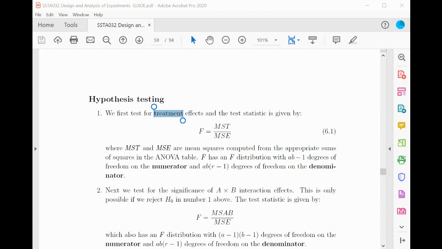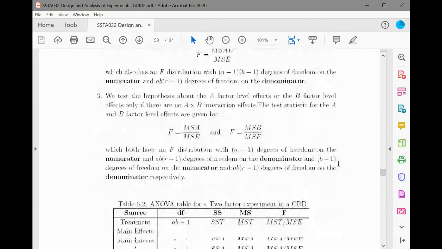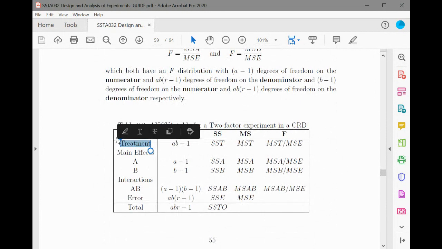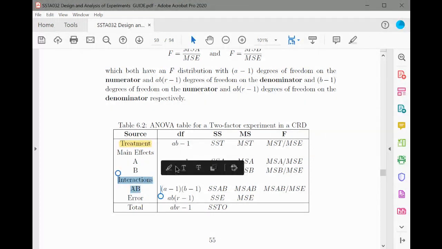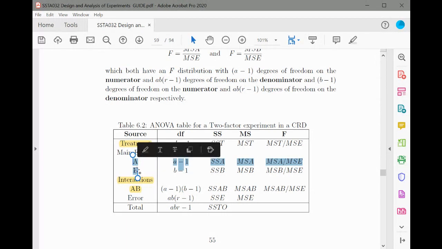So now I was trying to explain the order of testing. I'm saying you first test for the treatments. Or let me use the ANOVA table. When you test for the treatments, and then if you reject when testing for the treatment, you'll move to the interaction. Let me just bold this one. You'll move to the interaction. That is the order. If you fail to reject when testing for the interaction, you'll move to the main effect.